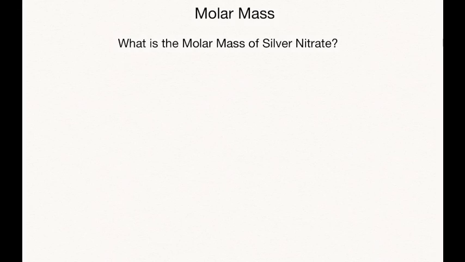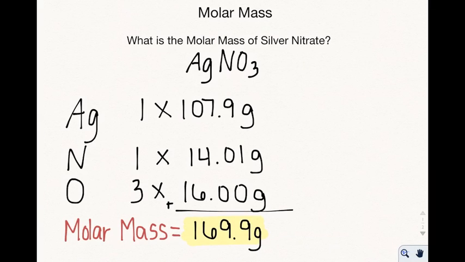First example is what is the molar mass of silver nitrate. First you have to find the formula of silver nitrate, which is AgNO3, and then determine the number of each element that are present. Then you have to multiply each subscript by the atomic mass, and when you add all the atomic masses together, you get the molar mass.